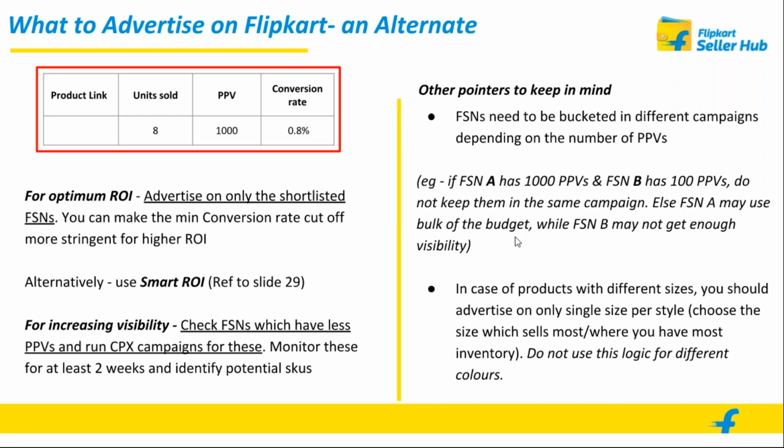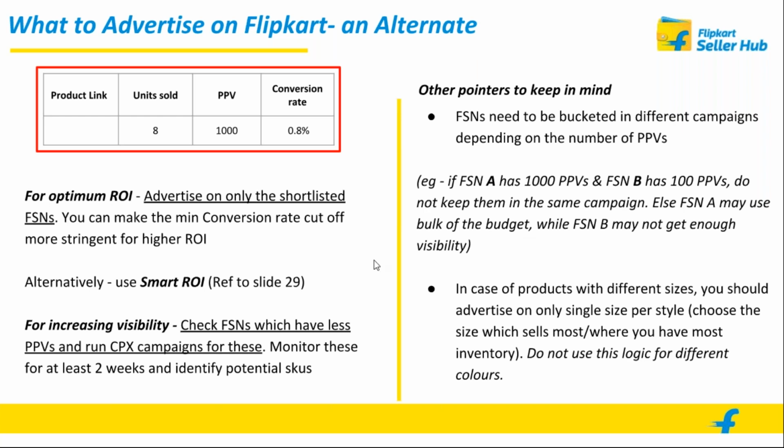Let's say there is one product A, which has got 1000 PPVs during this 1 week, and there's another product B, which has got 100 PPVs. If you put them in the same campaign, what will typically happen is, since A is a more popular product, or a product that most customers tend to search more, A is going to eat away the bulk of your budget. And you'll find that B probably has not got enough chances or visibility to create an impact through PLA.